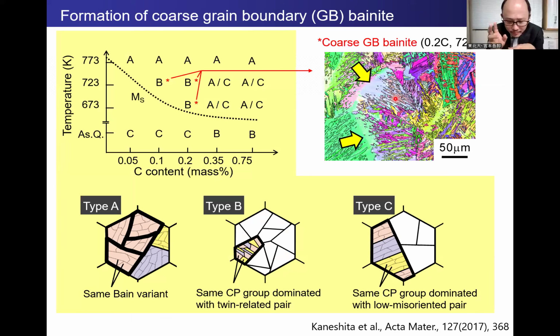And one important phenomenon is the formation of grain boundary bainite. At certain conditions, we observe very coarse grain boundary bainite, as shown in this figure. Bainite is nucleated at the austenite grain boundary. Therefore, this phenomenon is related to the variant selection in the nucleation stage.